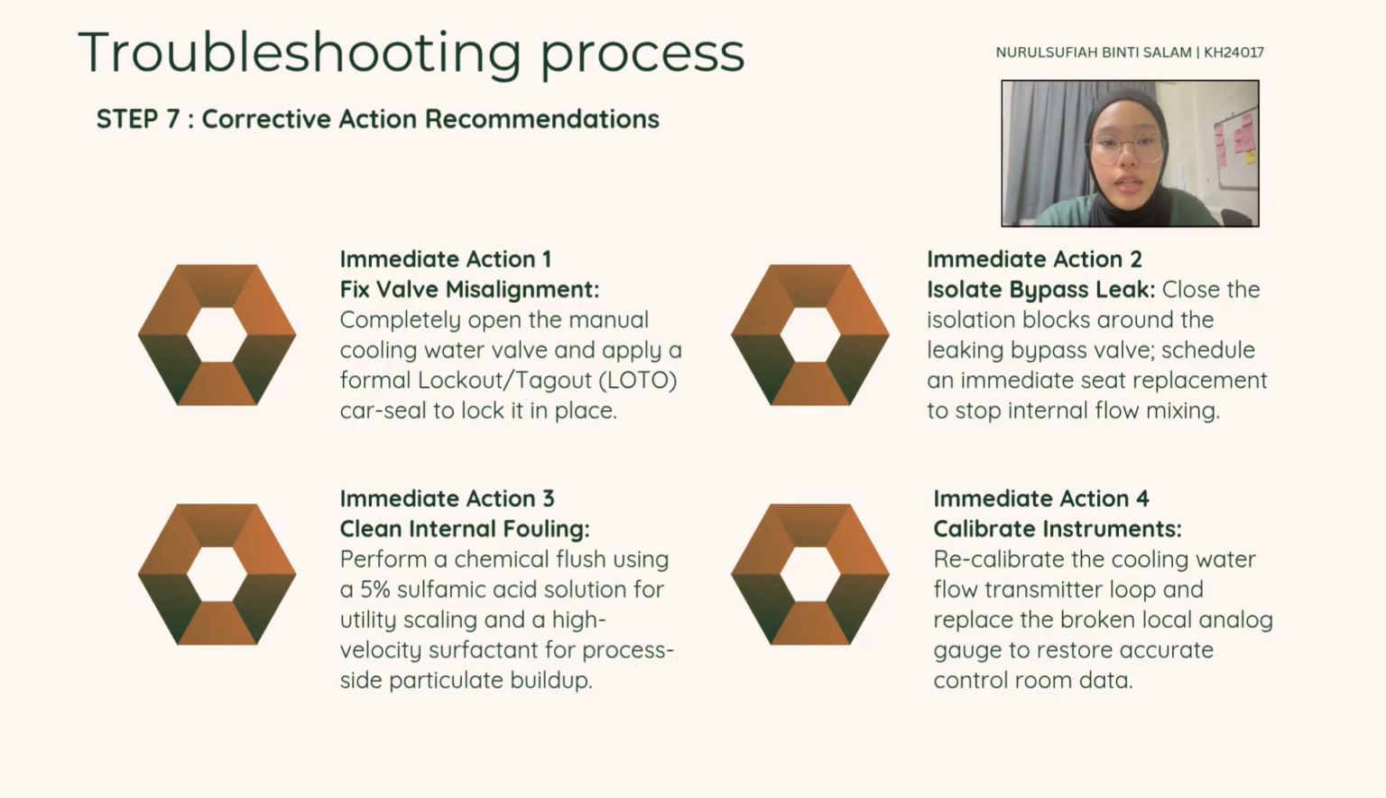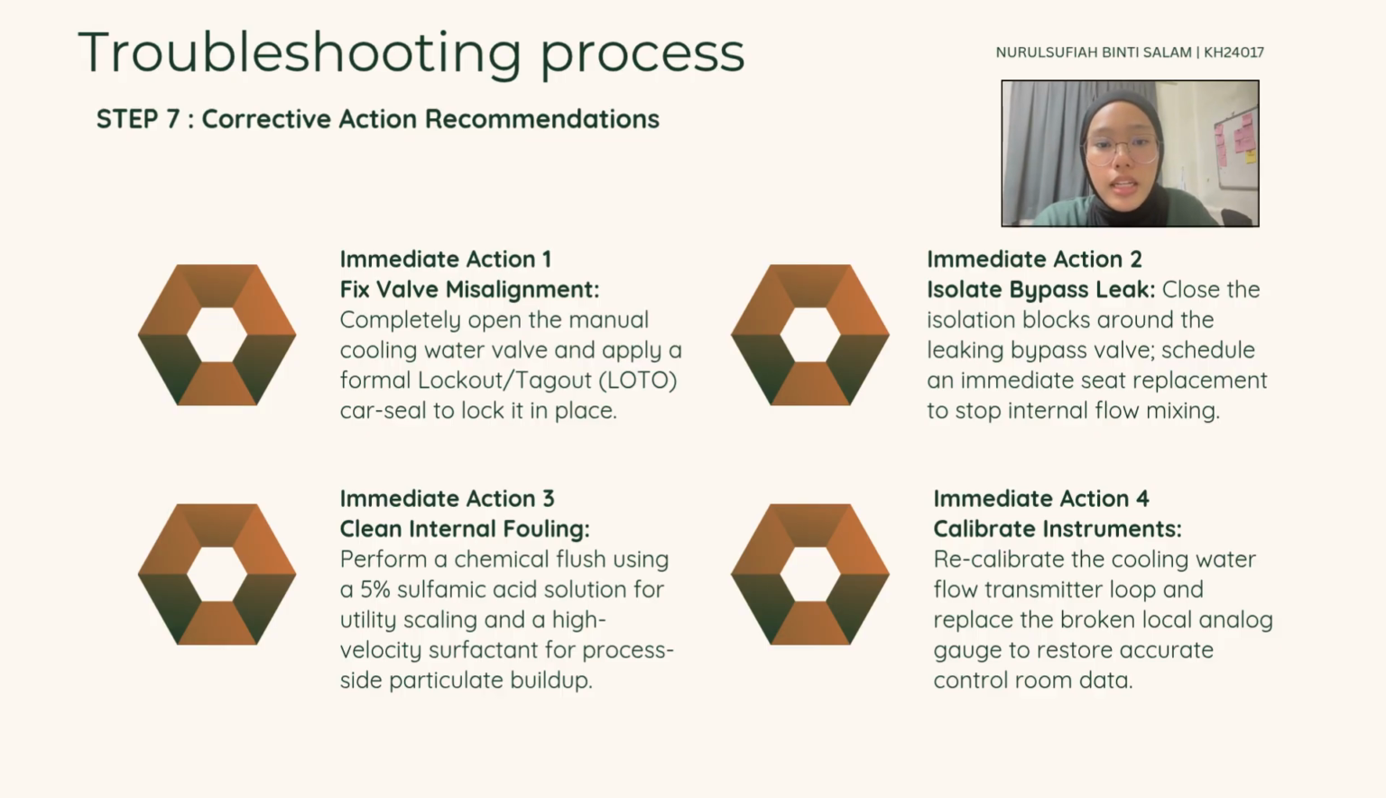Action 2, isolate bypass leak. We will close the isolation blocks around the leaking valve and schedule an immediate seat replacement. Action 3, clean internal fouling. We will perform a chemical flush using a 5% sulfuric acid solution and a high velocity surfactant to clear out the scaling and buildup.